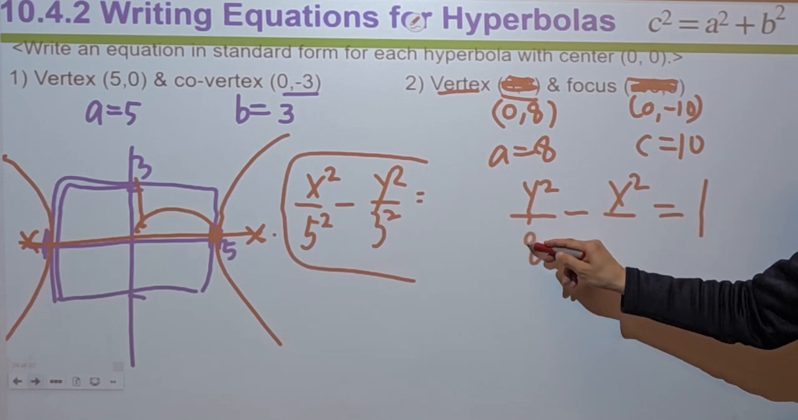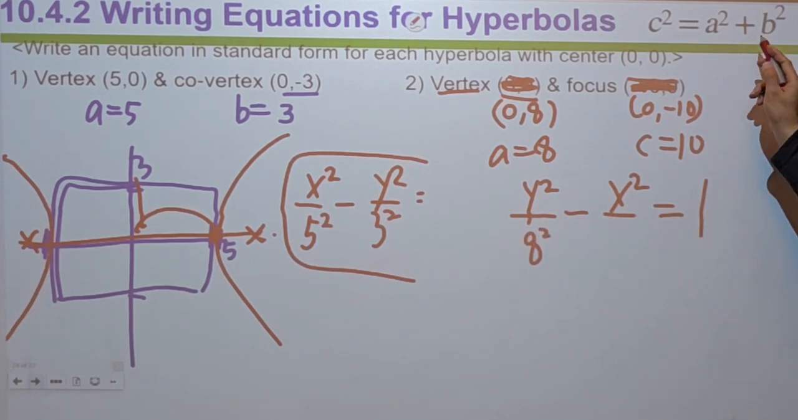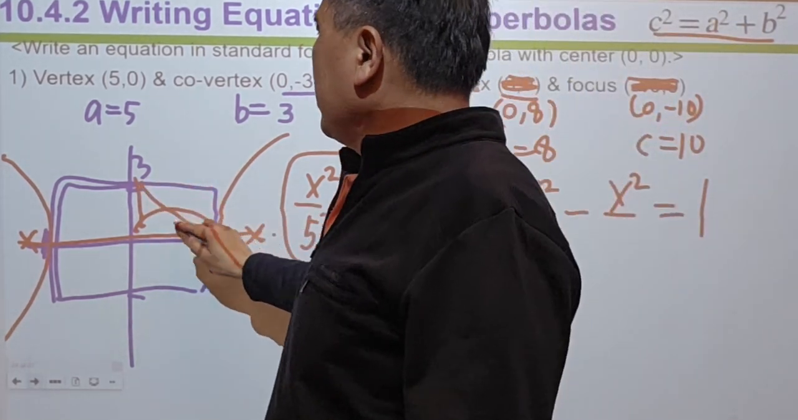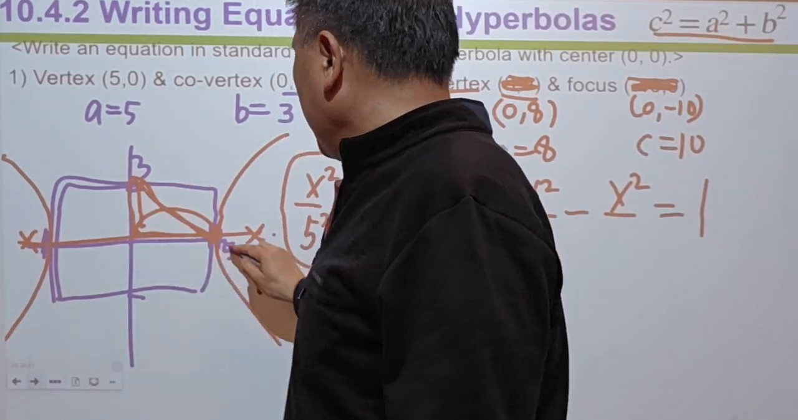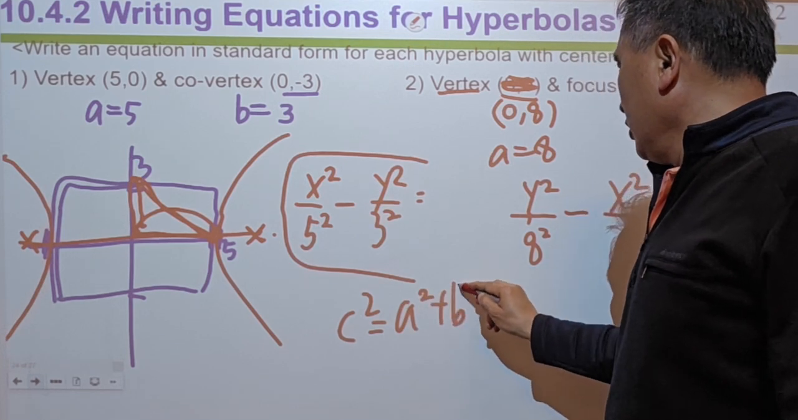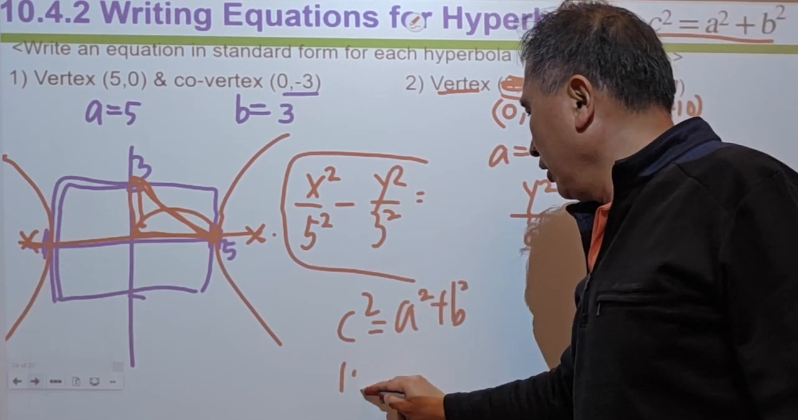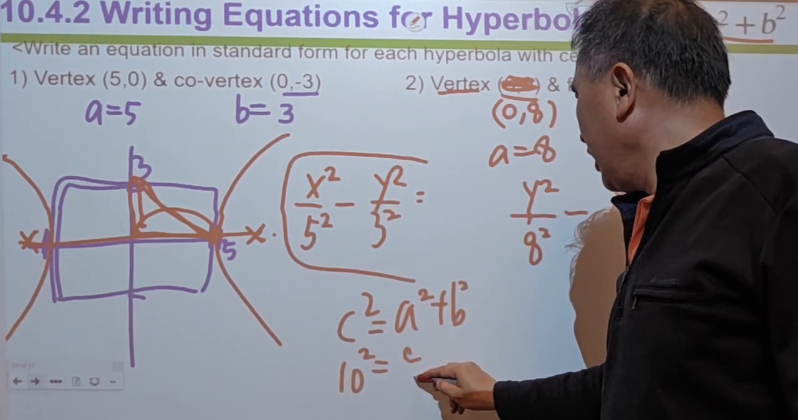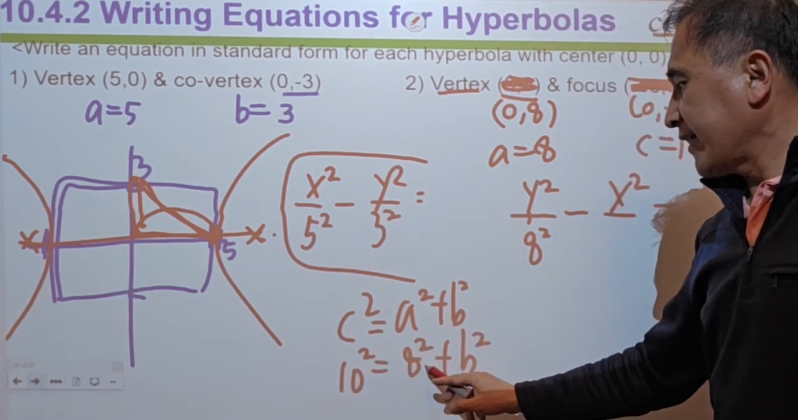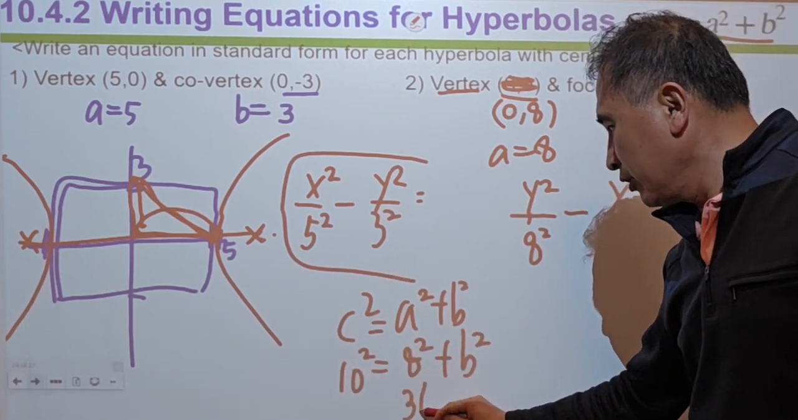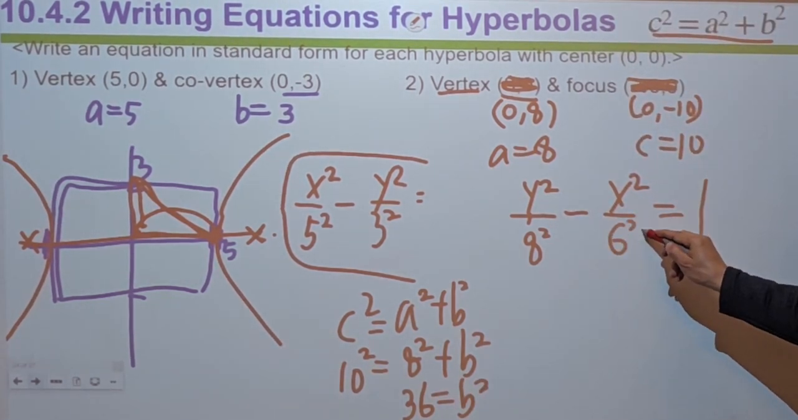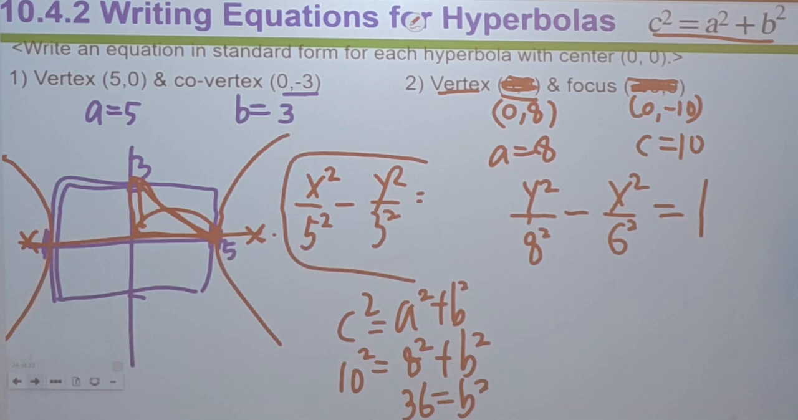To find b, we need to use the formula. C squared, all the time, equals a squared plus b squared, from the right triangle. So c was 10, 10 squared equals a was 8, 8 squared plus b squared. Then 100 minus 64, that's 36. B squared equals 36, b equals plus or minus 6. So 6 squared, you can write the equation like that.